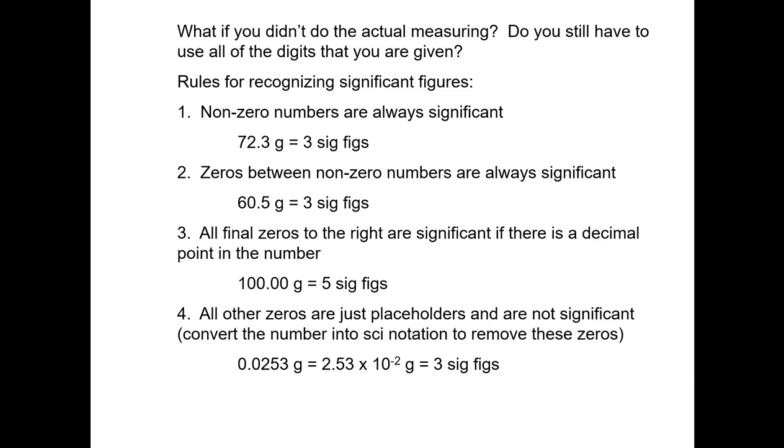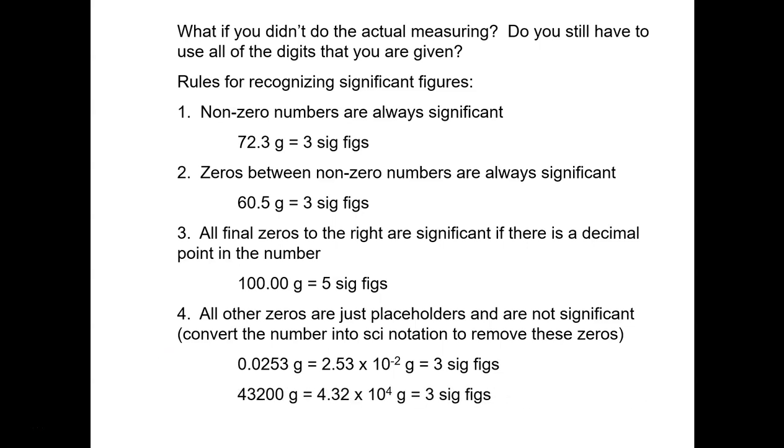So again, another way of stating that is if the zeros are at the beginning of the number. So if you have zeros at the beginning of a number, they are never significant. They are simply placeholders and you can ignore them every single time.